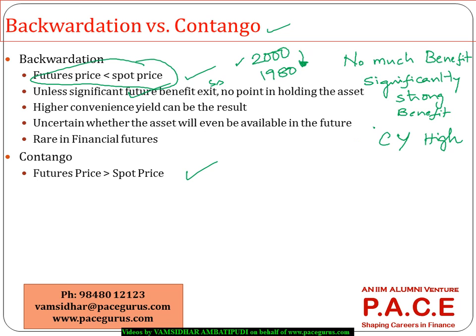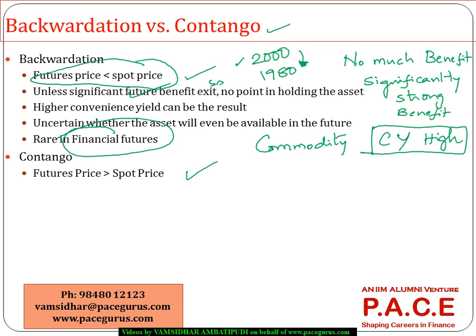So when the convenience yield is typically very, very high, we see that product will typically go into a backwardation market. Very rarely observed in financial futures, but you observe this very commonly in the commodities, especially when you are uncertain about the availability of the asset in future, especially more to do with seasonality related products.